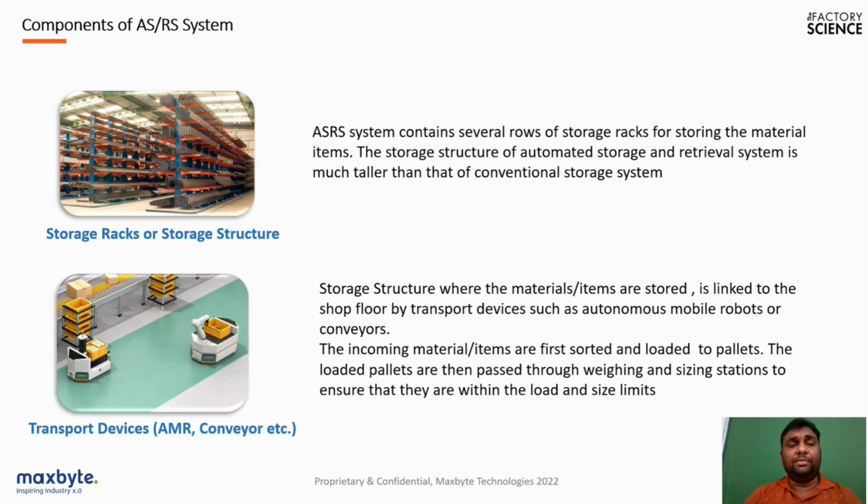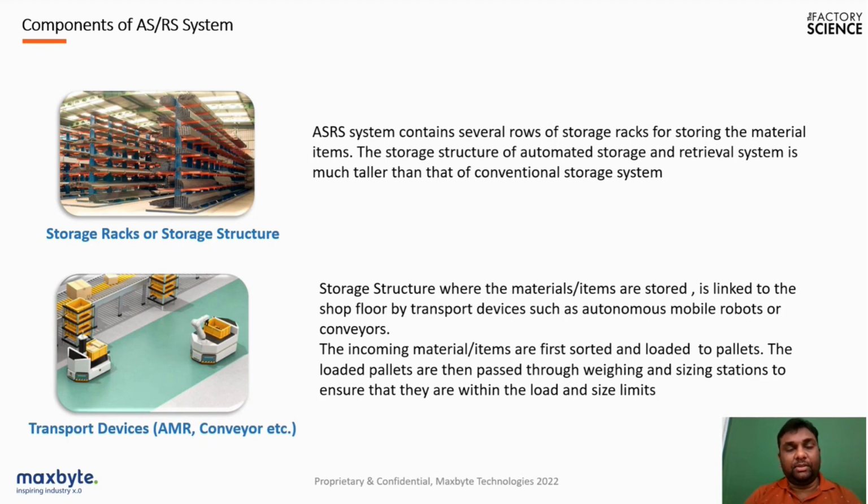The transport devices will help us to access the particular materials inside that structure, and they are able to lift the material and deliver it. It can be in the form of autonomous mobile robots or automated guided vehicles or conveyors or any kind of automated material movement, which will help us to bring the material to the required station. So as you can see, the incoming materials will be sorted in a particular order and stored in a particular order.